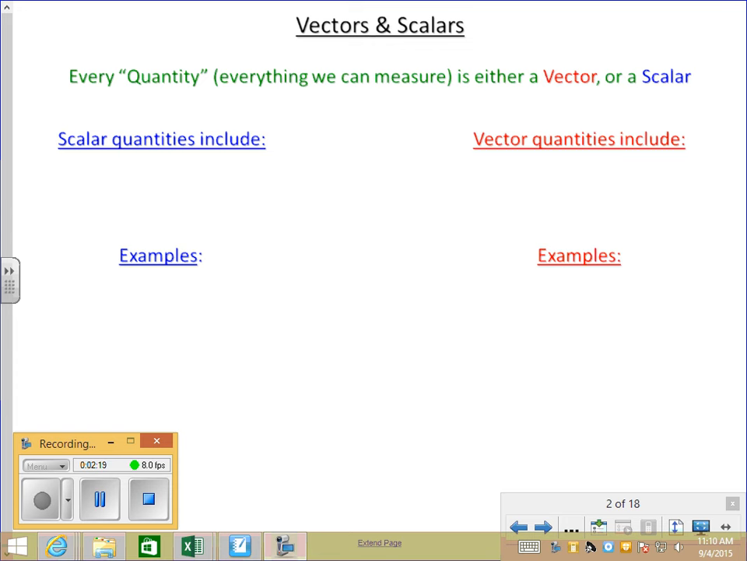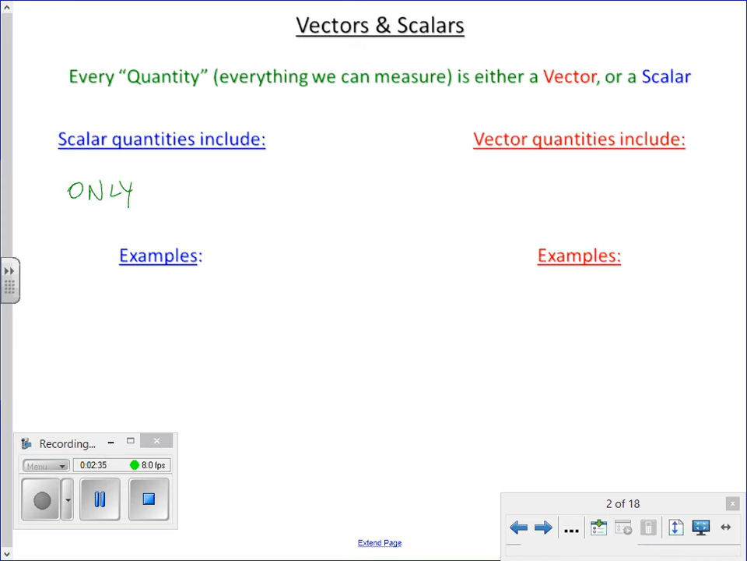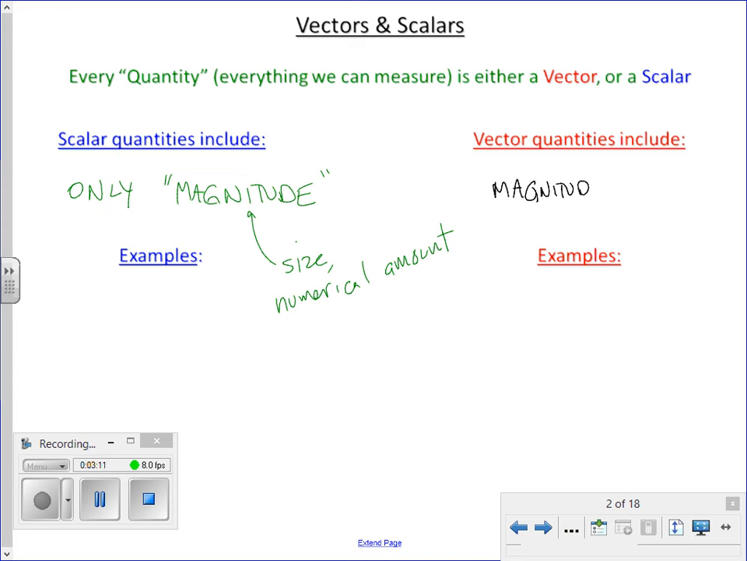Every quantity, everything we can measure, every quantity in the universe that can be measured is either a vector or a scalar. A scalar includes only magnitude. Magnitude means size, numerical amount, value. But there's a whole class of quantities that are called vectors, and those include not only a magnitude, but also direction.